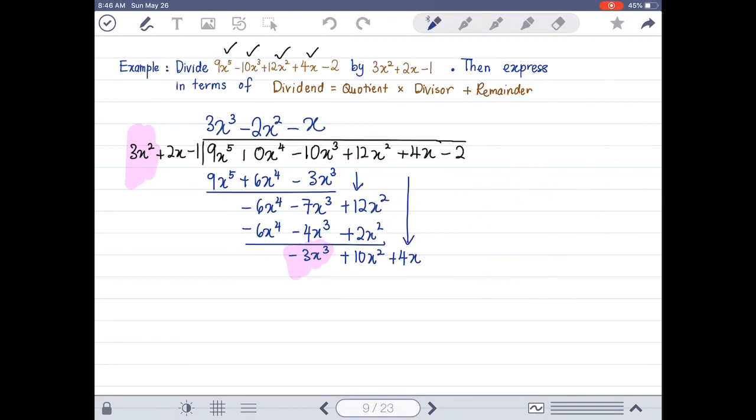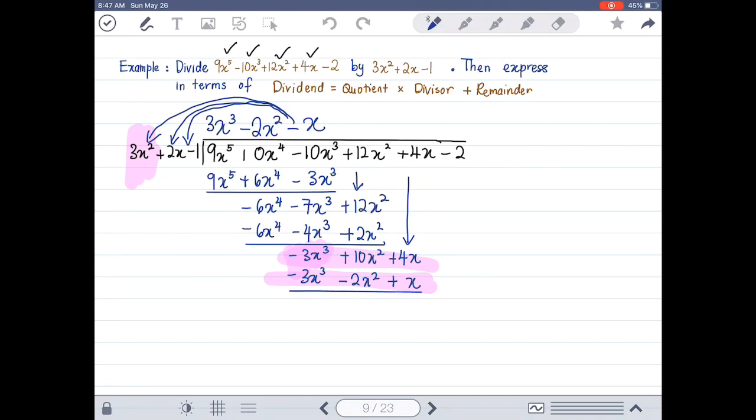Next step will be negative x multiplied with 3x squared. We will get negative 3x cubed. Negative x multiplied with plus 2x, we get negative 2x squared. Negative x multiplied with negative 1, we get positive x. Again, top minus bottom. Line that up. The first term will always equal 0.